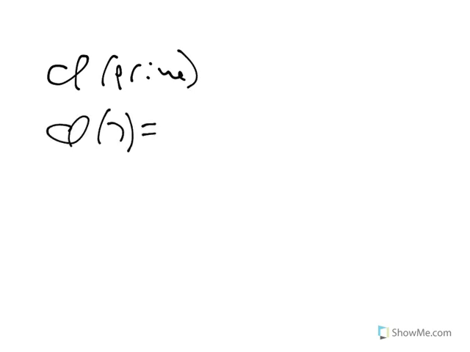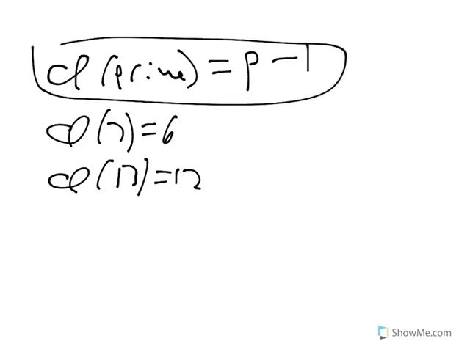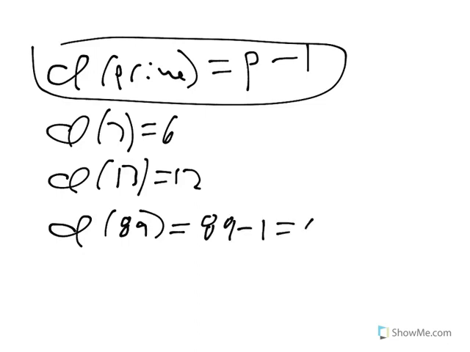Now there's a couple of cases. For instance, phi of a prime number. Remember, phi of 7 was 6. Well, phi of 13 is going to be 12. And in general, it's always going to be 1 less, because all the numbers less than the prime are relatively prime to it. So phi of any prime is p minus 1. So if I say, what's phi of 89, and I tell you that 89 is prime, it's going to be 89 minus 1, which is 88.